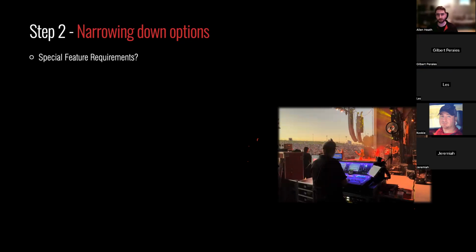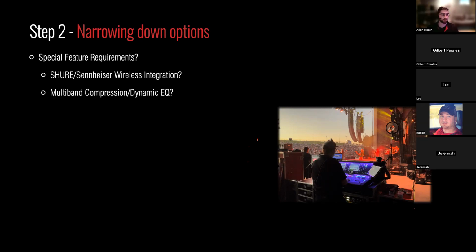And special feature requirements. This is what I talked about, where certain consoles have specific features that the client might want, so you have to factor that in when making the decision. Shure and Sennheiser wireless integration is only available on Avantis and DLive. You don't have that on SQ. So if they want to be able to monitor battery levels and adjust gain on wireless mics, make sure that they're choosing one of the consoles that has that access. Multiband compression dynamic EQ is not available on Q series. SQ, Avantis, and DLive all have that.